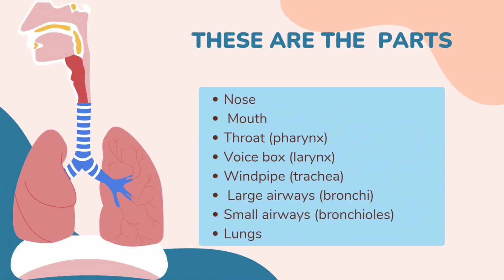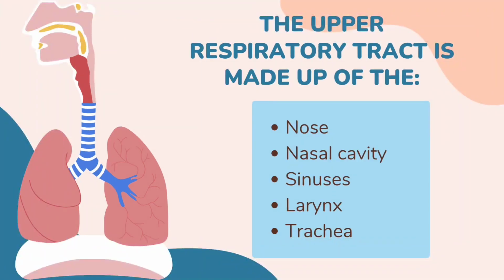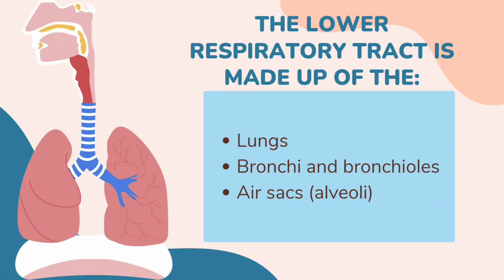These are the parts. First is the nose, the mouth, throat or pharynx, voice box or larynx, windpipe or the trachea, large airways or bronchi, small airways or the bronchioles, and the lungs. The upper respiratory tract is made up of the nose, nasal cavity, sinuses, larynx, and the trachea, while the lower respiratory tract is made up of the lungs, bronchi, and bronchioles. Air sacs are the alveoli.